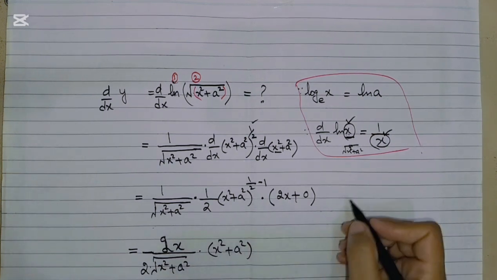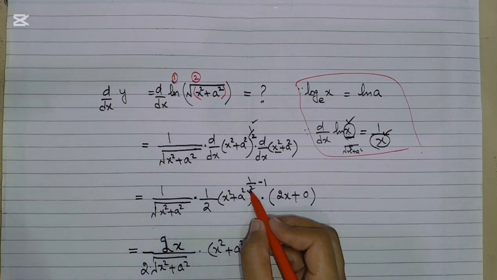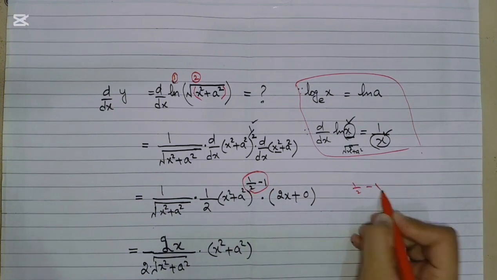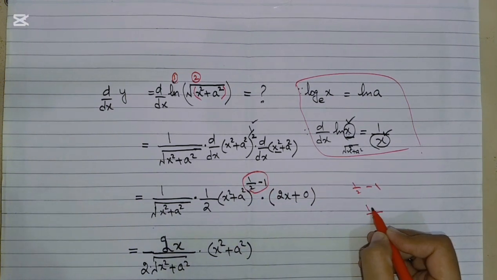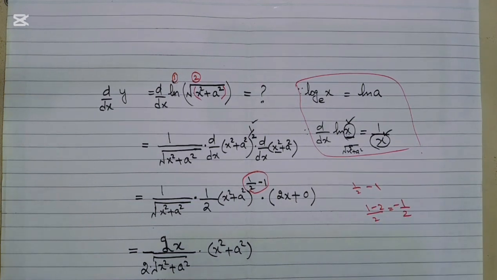1 by 2 minus 1. Here is also a common mistake. 1 by 2 minus 1, we take the LCM. This becomes minus 1 over 2. Here is minus 1 by 2. A little bit of simplification.